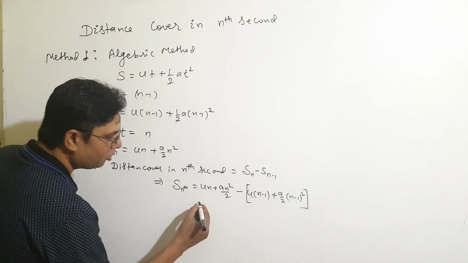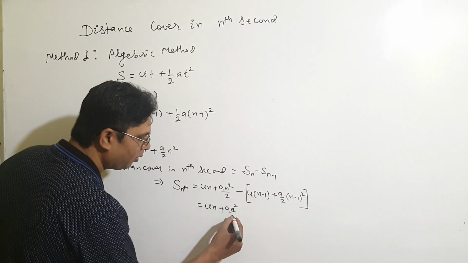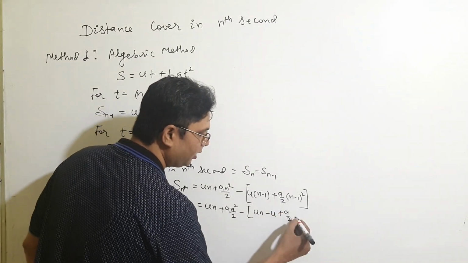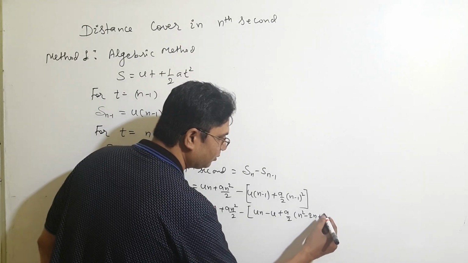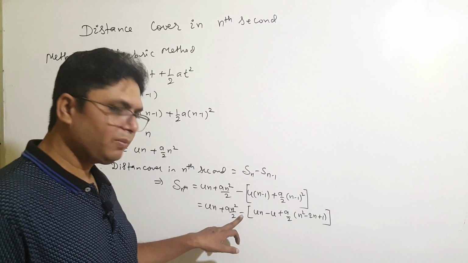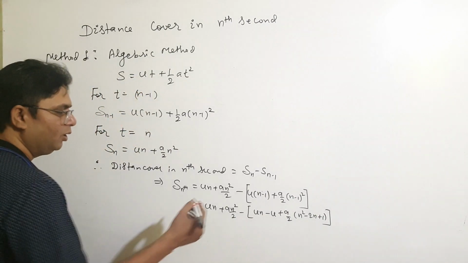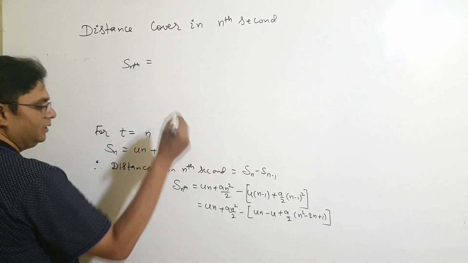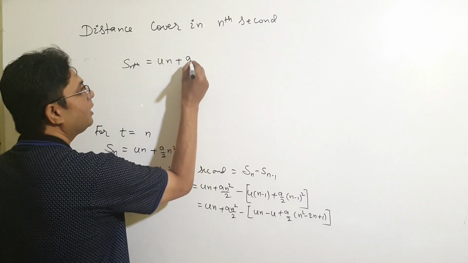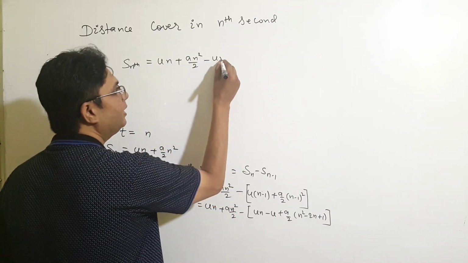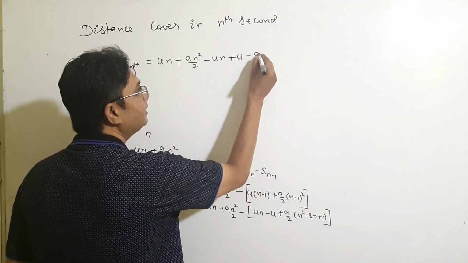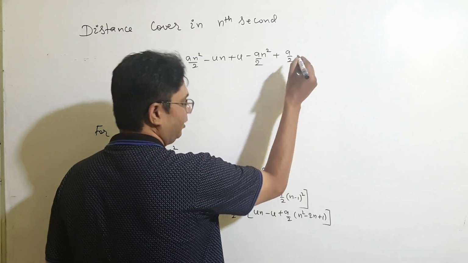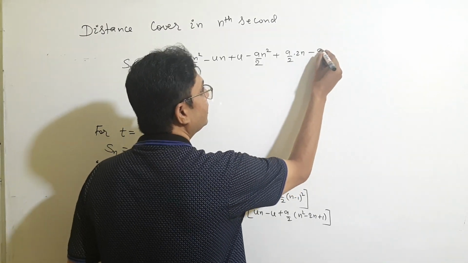Now solve this. So you get here un + an²/2 minus, here you have un − u plus a/2, here you have (n² − 2n + 1) bracket. Now enter this minus sign inside the bracket. So you have to open the bracket. So when you open the bracket, you have to write S nth = un + an²/2 − un + u − (a/2)n² + (a/2)(2n) − a/2.